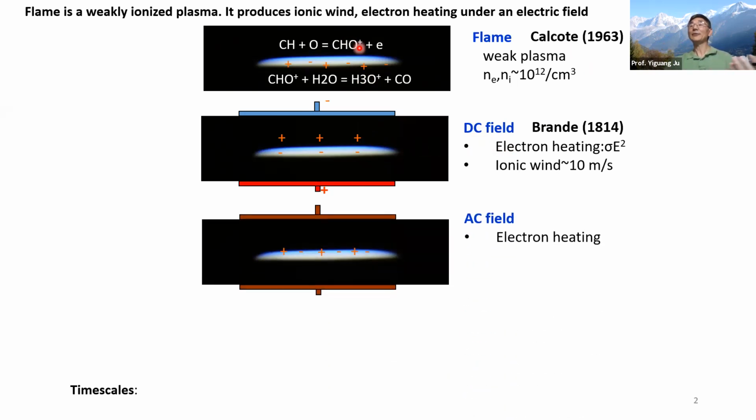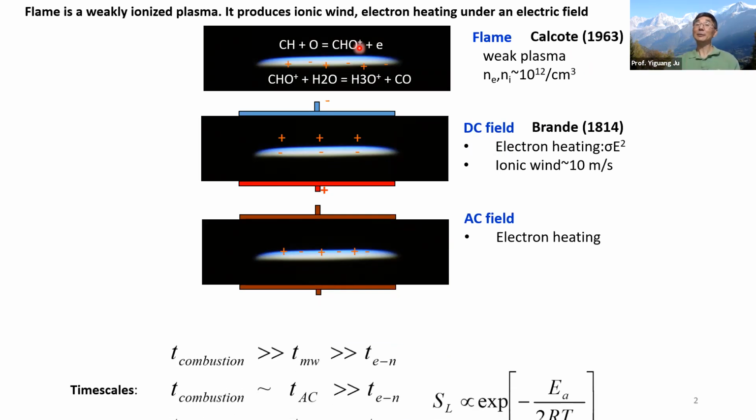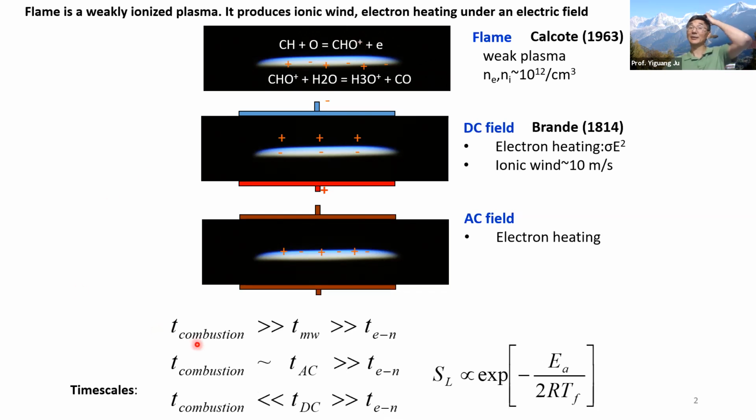If you have an AC field, then that motion is basically oscillating locally, so you don't have a mean flow, but you generate electronic heating. In most plasmas, for example, the combustion timescale is much longer than the microwave timescale. They are longer than the collision between electrons and nitrogen. Depending on AC and DC, you have different timescales, so you should analyze what kind of timescale you are working on.